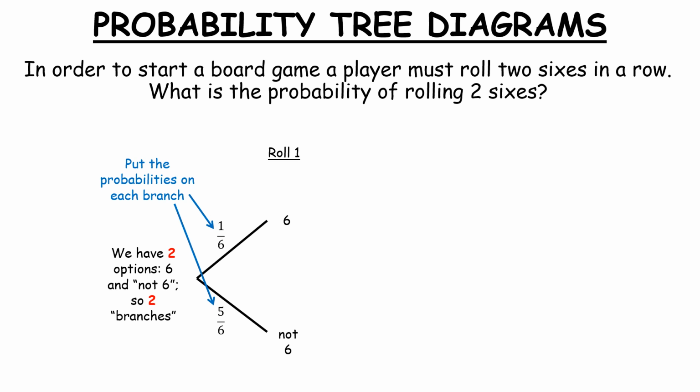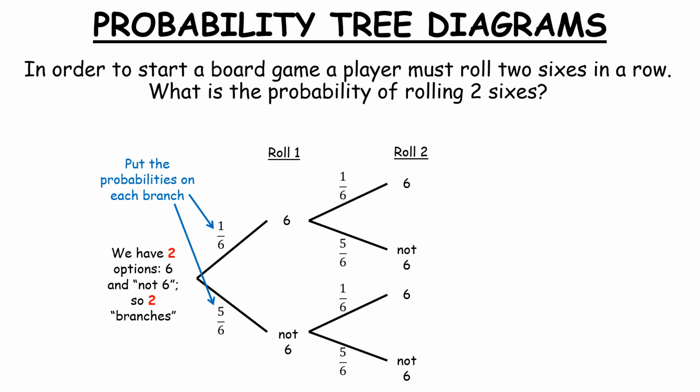Then we do a second roll. So the second roll means that after each of our first roll options, we create new branches. So for roll 2, it looks like this. Again, we can see in the first roll we could get a 6, and then in the second roll we could get a 6 or a not 6. And if on the first roll we didn't get a 6, then in the second roll we could still get a 6 or not a 6.